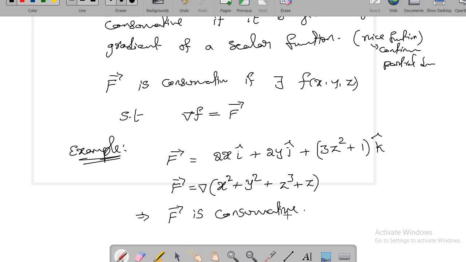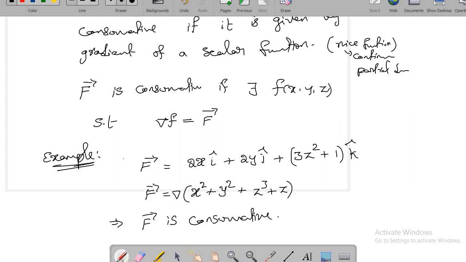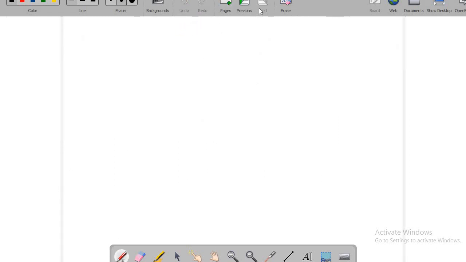Okay, so the main important thing is, if it is conservative, how to obtain the scalar function. This is very, very important. Knowing a vector field is conservative, how to obtain the corresponding scalar function. So let us see how to obtain it. And before that, let me give you one more example.